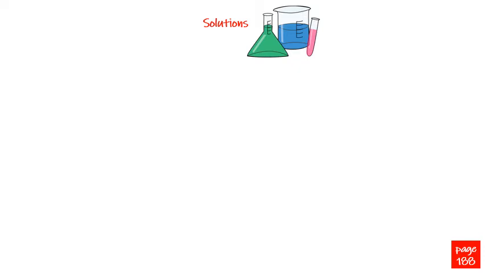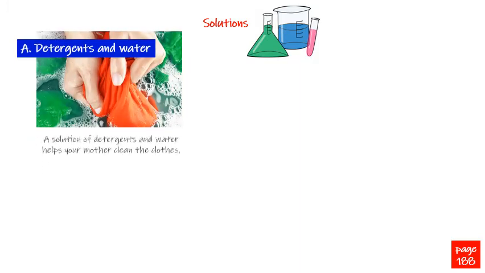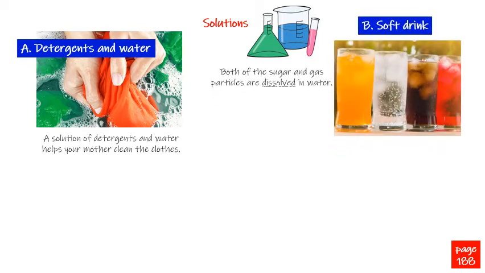Let's go for some examples of solutions that we can see in our daily life. Detergents and water. Your moms need these kinds of solutions to clean clothes and dishes, where the detergent dissolves in water. Soft drinks. As we said before, these kinds of drinks are made of water, sugar, and gases. And since the sugar and gas particles are dissolved in water, we can consider soft drinks as solutions.